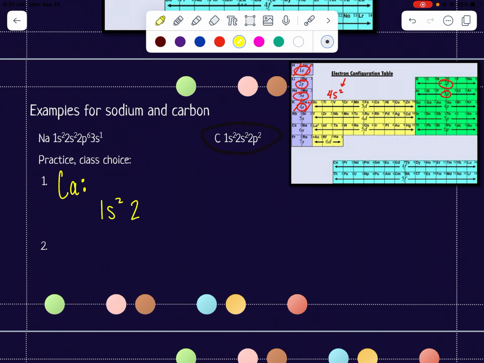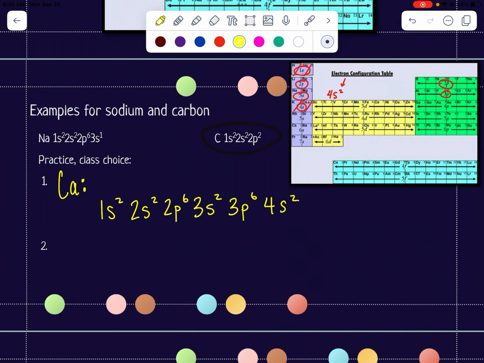Moving on, 2s2. Moving on, 2p6. Moving on, 3s2. Moving across, 3p6. And finally, we got to our element location, which is 4s2.